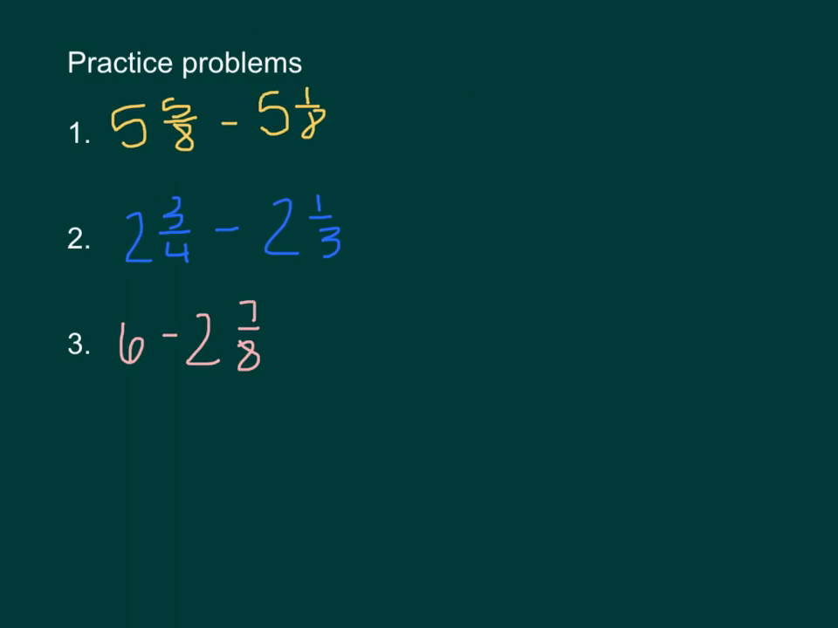All right, here are 3 practice problems. In number 3, that 6 is going to have to change. You're going to have to borrow a whole number. So the 6 is going to become a 5. And you're going to have to add a fraction to it. Use the denominator from 7/8 to add the fraction. Don't forget a word problem or a question and rate your understanding.